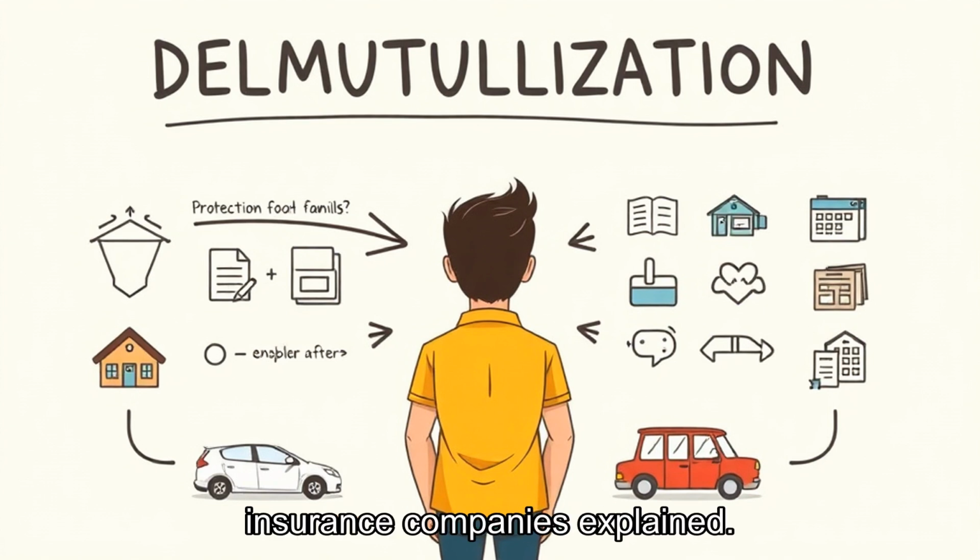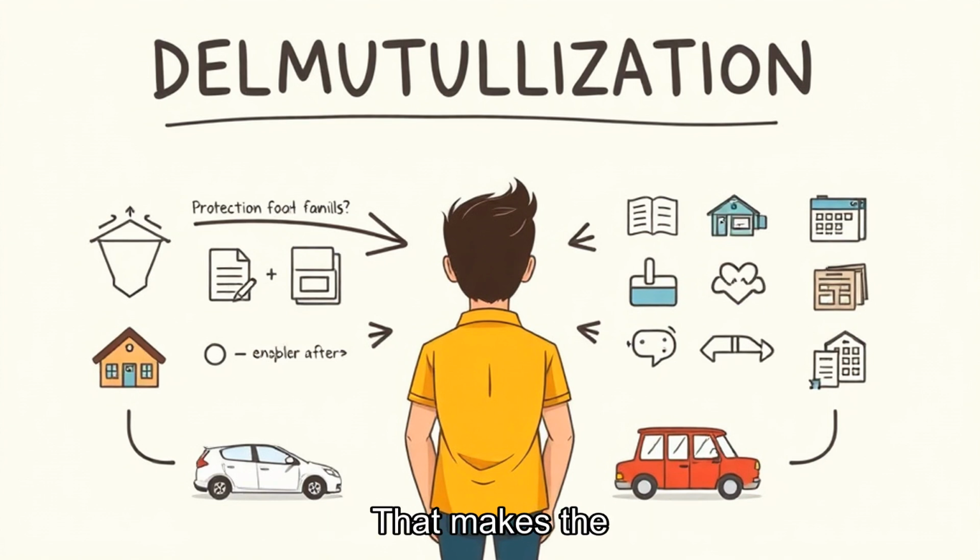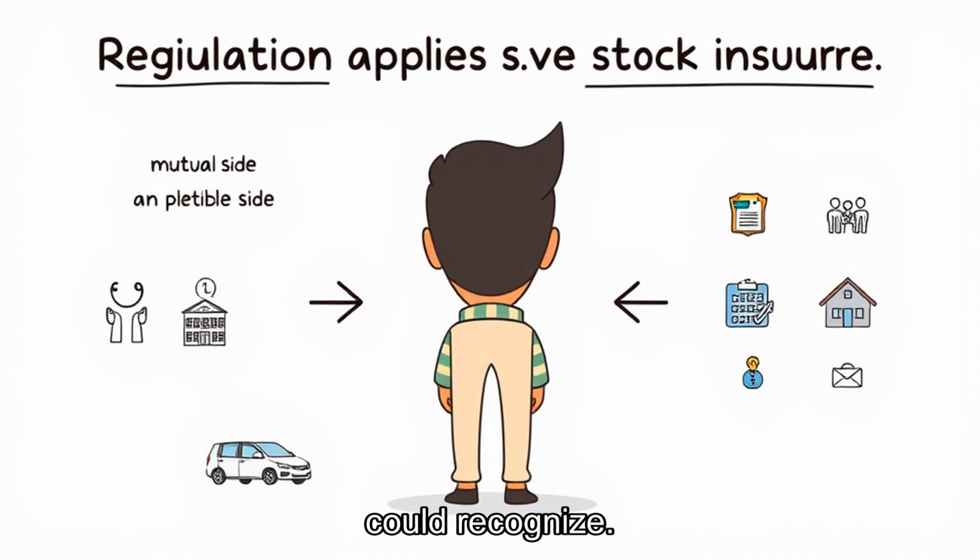That makes the example useful because it shows policyholders may receive compensation or shares in a form someone could recognize. Mutual and stock insurers has both a visible side and a quieter side.